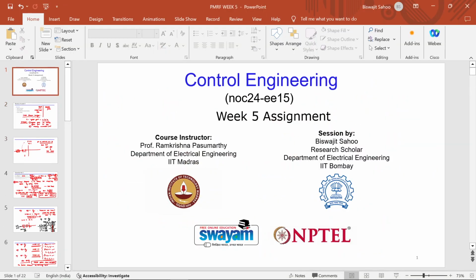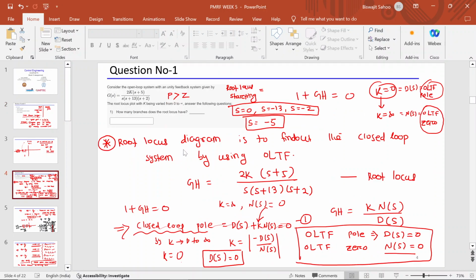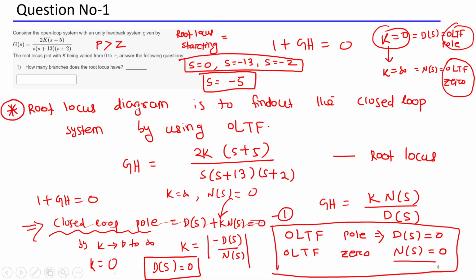But now, in the first question, the answer is 3, right? How many branches does the root locus have? Right, the answer should be 3.